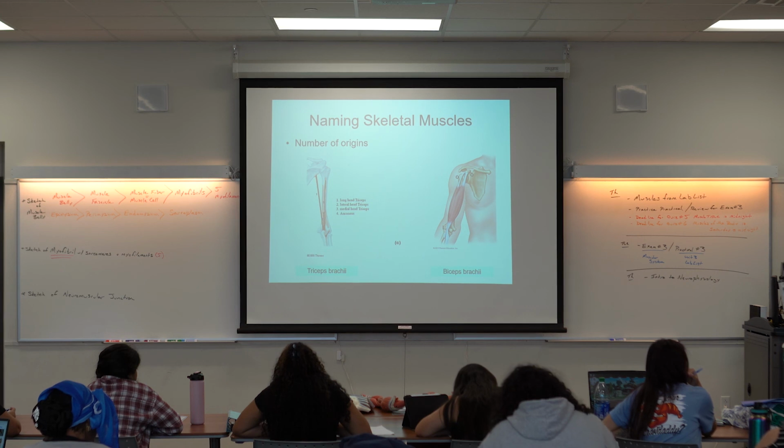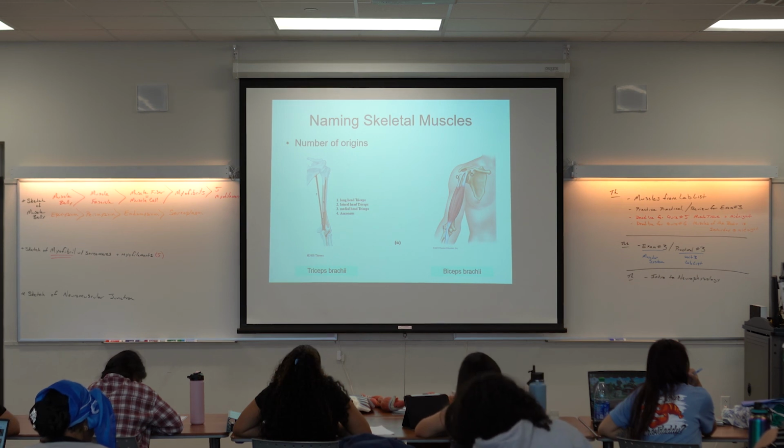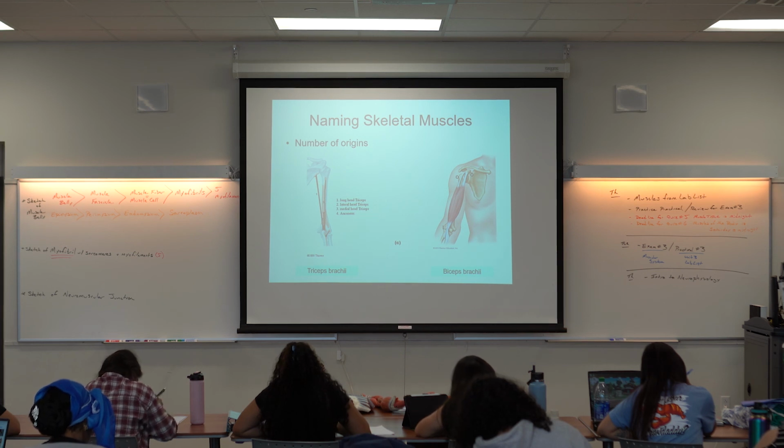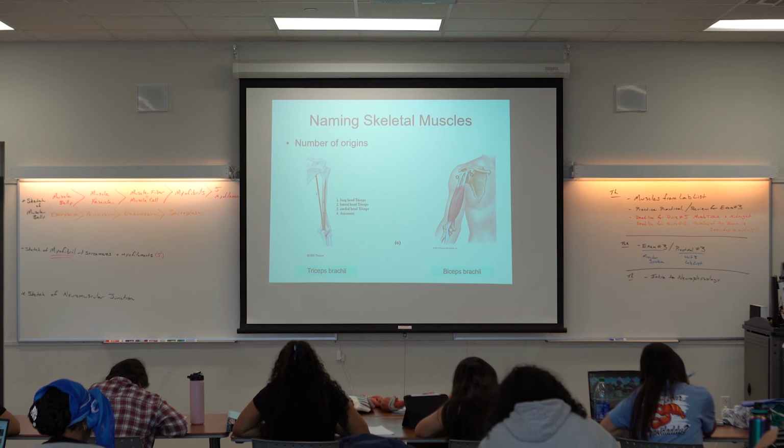That's how you can tell the difference between biceps brachii and triceps brachii. One of the insertion points of the triceps brachii is on the ulna, that olecranon process of the ulna. So you can connect triceps brachii, at least one of the insertion points, with the ulna, that olecranon process, versus the biceps brachii that attaches to the radius.